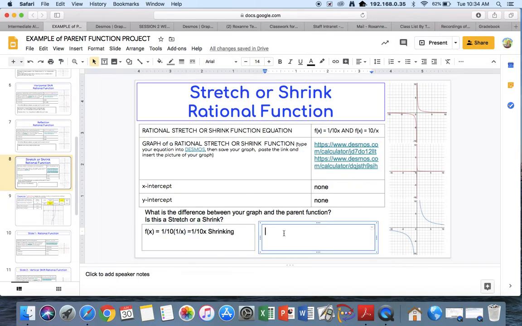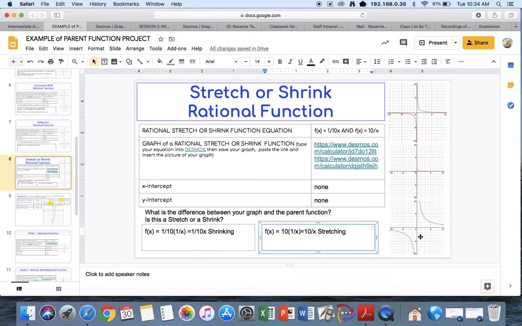Now if I look at my other one, which is f of x equals 10 times my function, which is 10 times 1 over x, the same thing as what I wrote below, 10 divided by x. You can write them either way. And this one is stretching. As you can see, it's expanding, it's further away from the origin, and it's just stretched out. So that would be stretching.